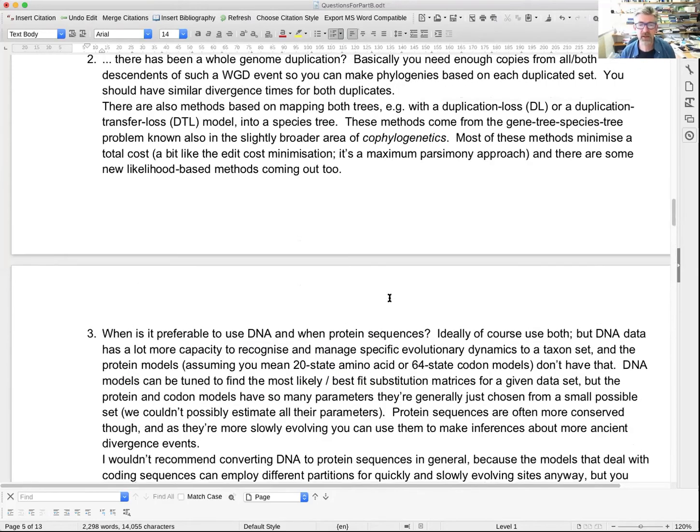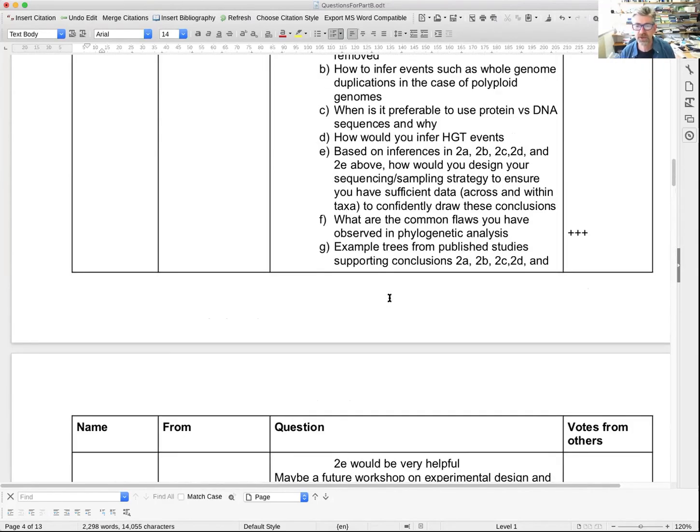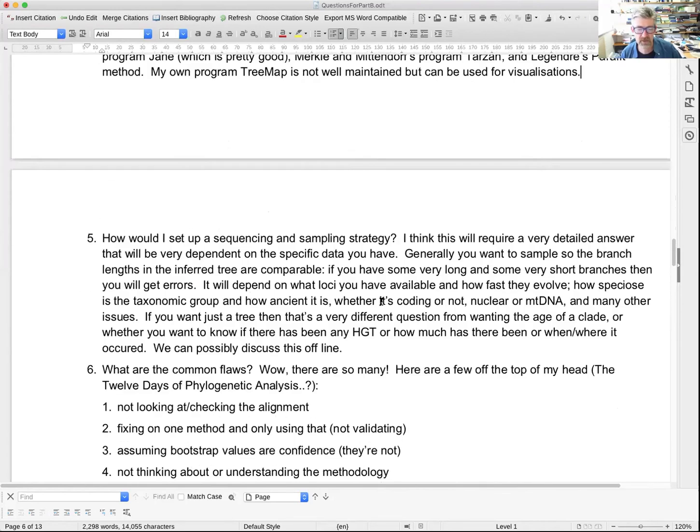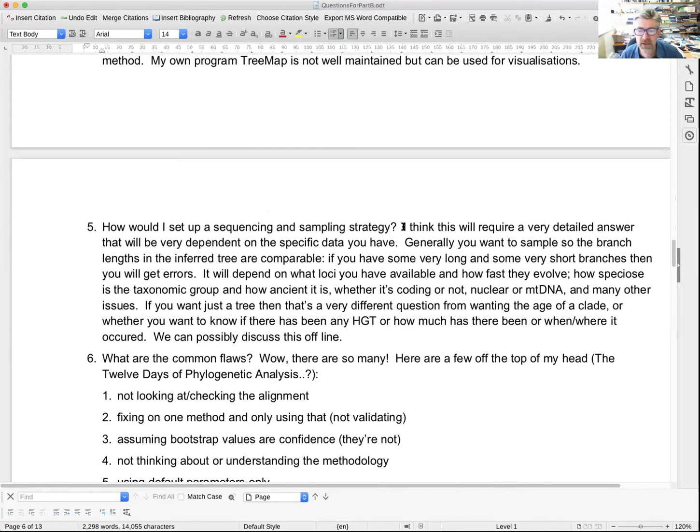Right, next part, number 5. Gosh, there's a lot to this question. Based on inferences 2A, 2B, 2C, 2D, and 2E above, 2E is not above, how would you design your sequencing/sampling strategy to ensure you have sufficient data to confidently draw these conclusions across and within taxa, that is? Well, that's a very, very hard question. I think it depends on a bunch of factors. Obviously, we want as much data as we possibly can get.